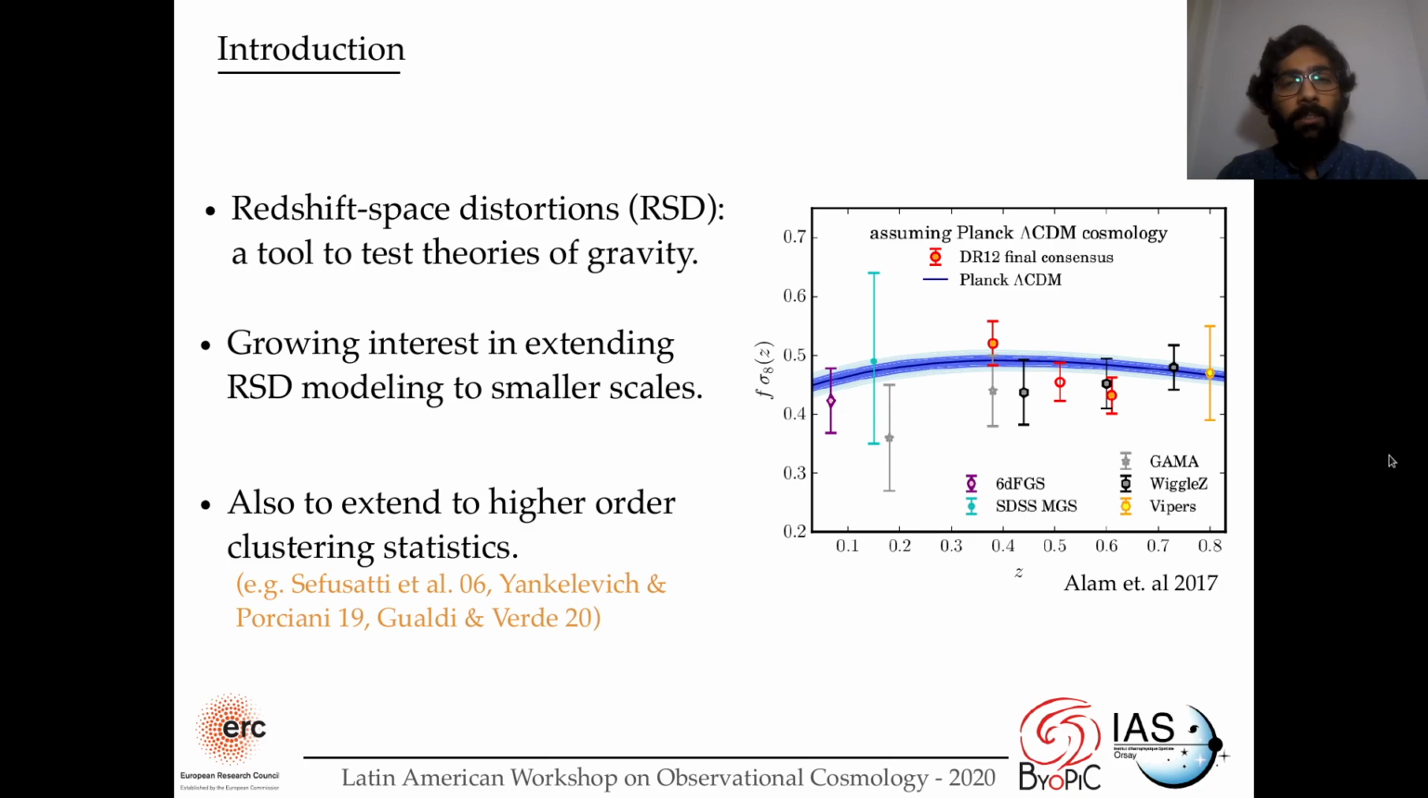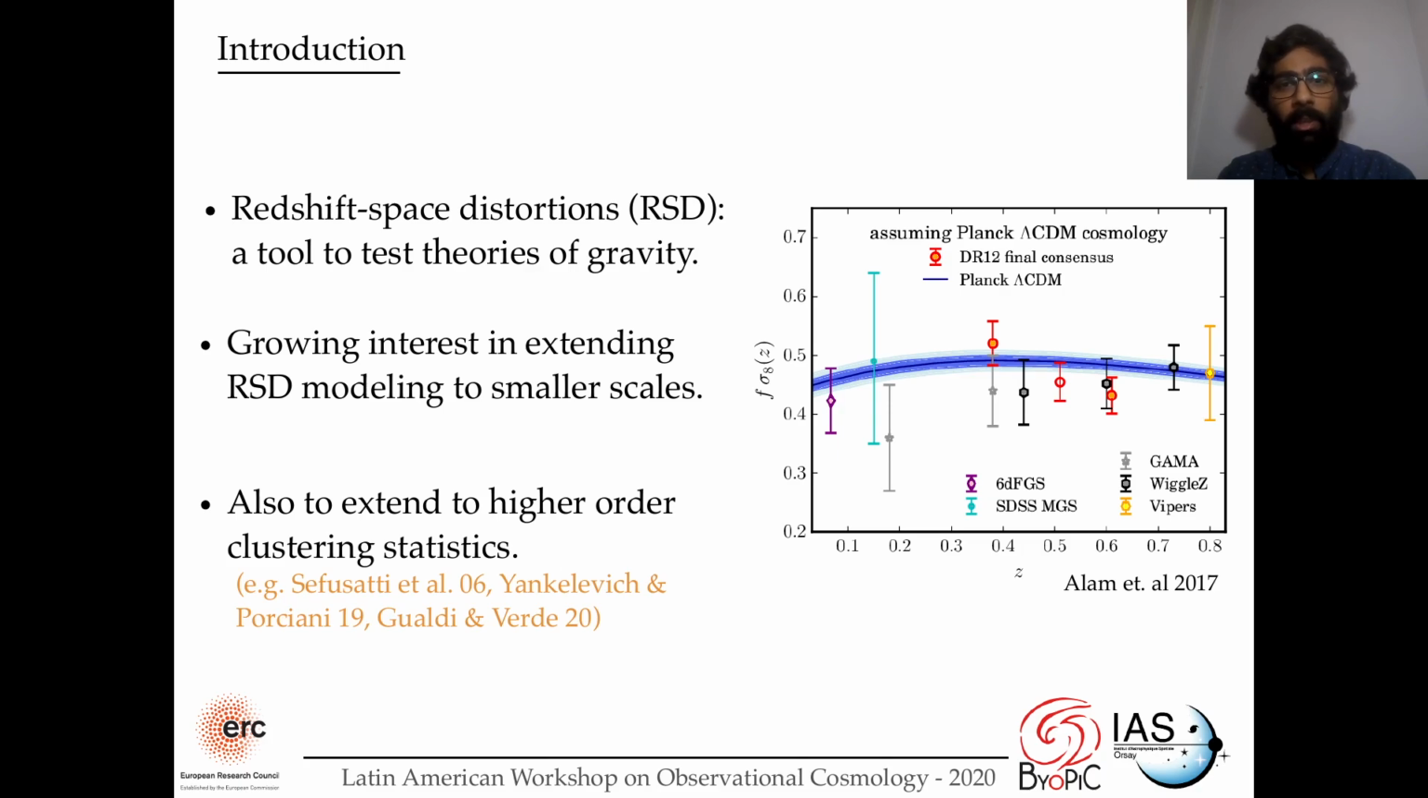Galaxy redshift surveys provide us with a three-dimensional view of the universe. However, the measured redshift is not a perfect distance indicator in the presence of density perturbations. Peculiar velocity along the line of sight distorts the actual galaxy distribution, and this phenomenon is known as the redshift space distortion. However, over the last few years, it has proved itself to be a valuable tool to test theories of gravity.